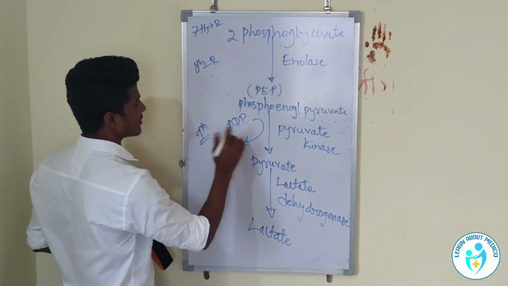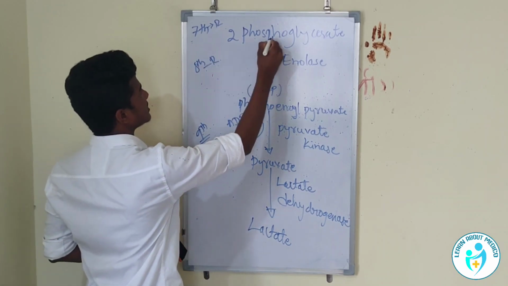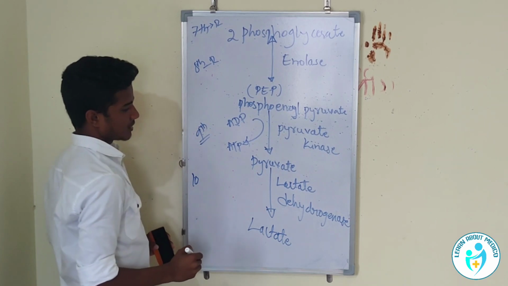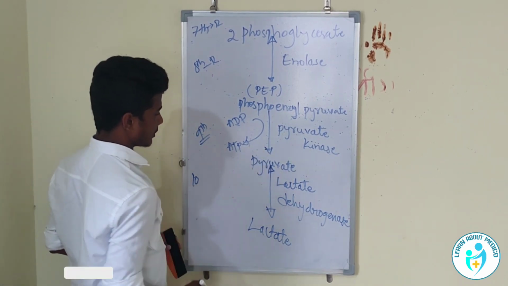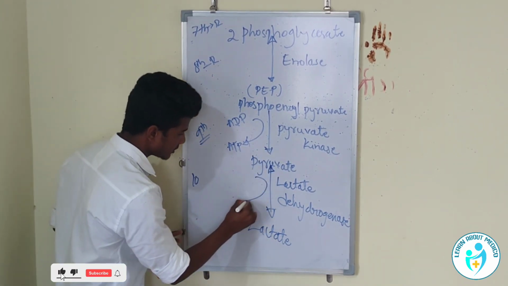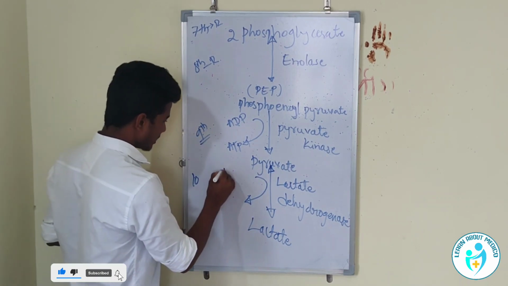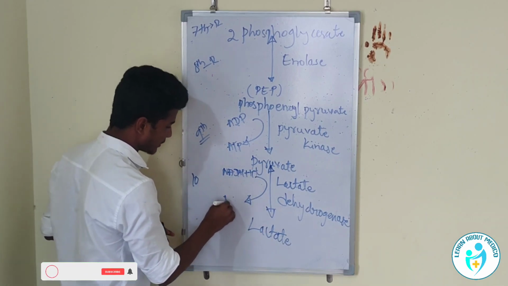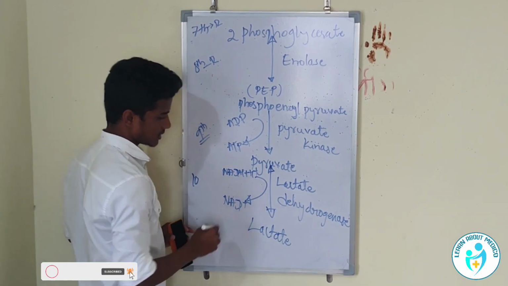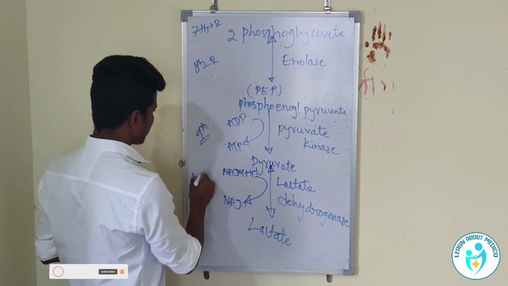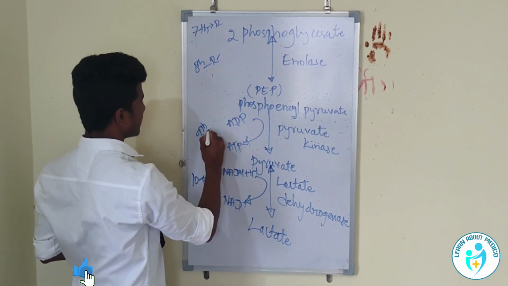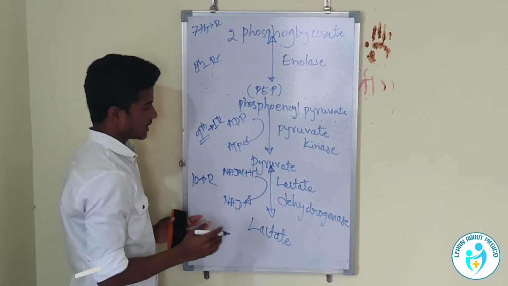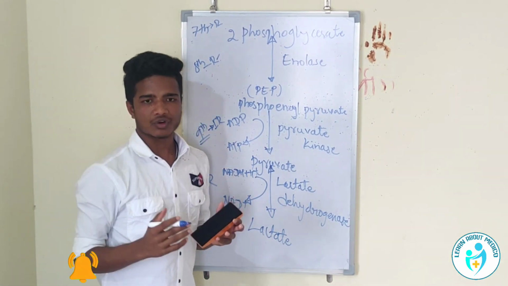The ninth step is an irreversible step. The eighth step is a reversible step, and the tenth step is also reversible. Here the NADH plus H plus is converted into NAD plus. This is the tenth step. These are the 10 steps of glycolysis.